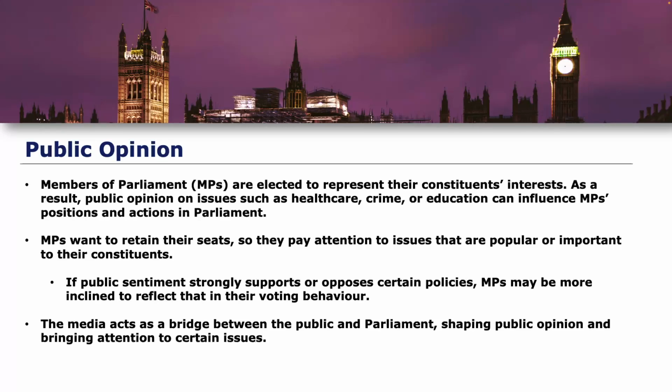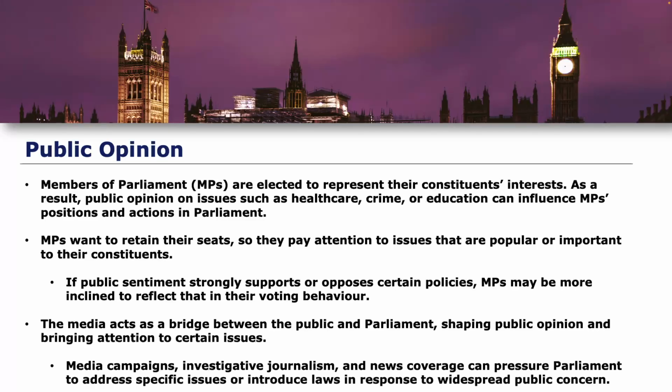The bridge between these two different institutions, the public and Parliament, is of course the media, where the media essentially acts in shaping public opinion and helping to bring attention to certain issues and to reduce the attention of other issues. Media campaigns, investigative journalism, and news coverage pressure Parliament to address specific issues or to even introduce laws that are in response to widespread public concern.